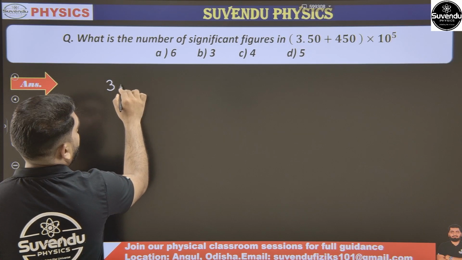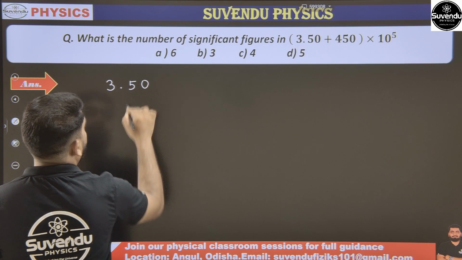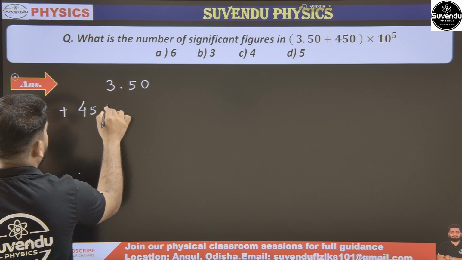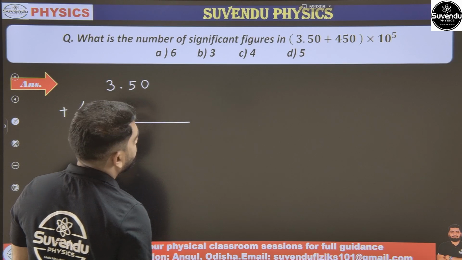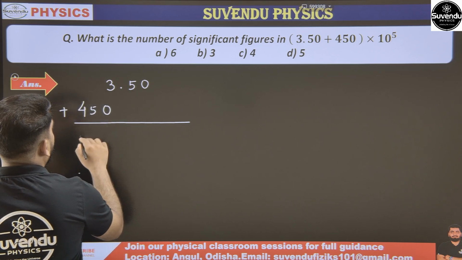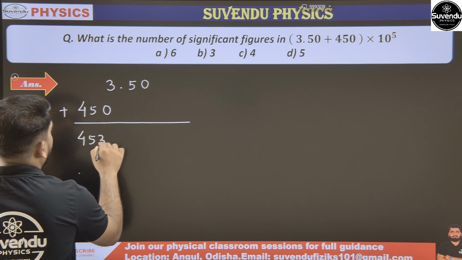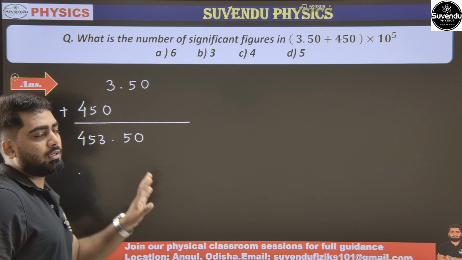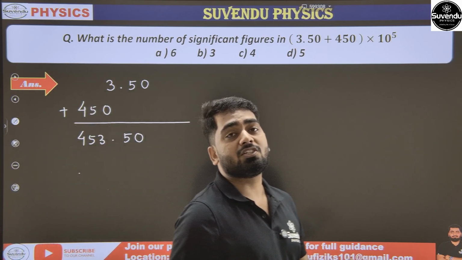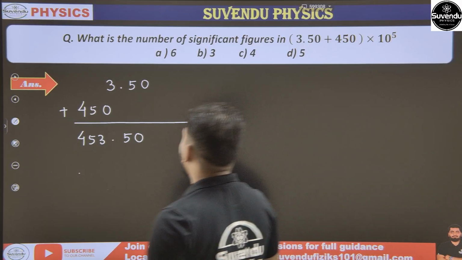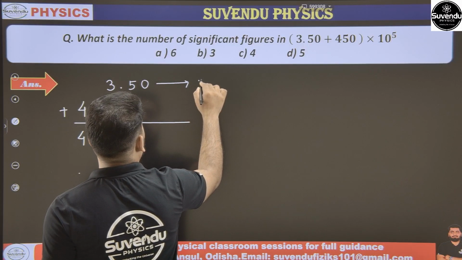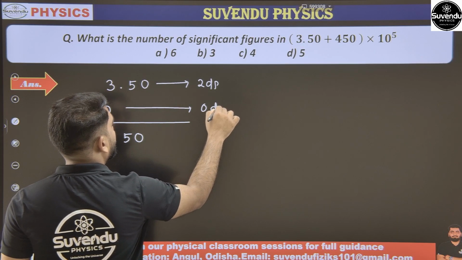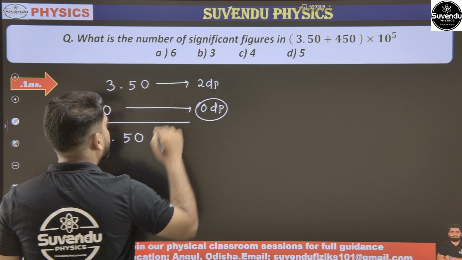देखो बच्चों, 3.50 प्लस 450, तो आंसर क्या आ रहा है, 453.50. एंड एडिशन पे हमको क्या फोकस करना चाहिए, आंसर शुड बी रिपोर्टेड टू लिस्ट नंबर ऑफ डेसिमल प्लेस. तो यहाँ पे कितना डेसिमल प्लेसेस अवेलेबल है, 2 DP. यहाँ पे देखो इस नंबर पे 0 DP. तो आंसर शुड बी रिपोर्टेड टू 0 डेसिमल प्लेस.